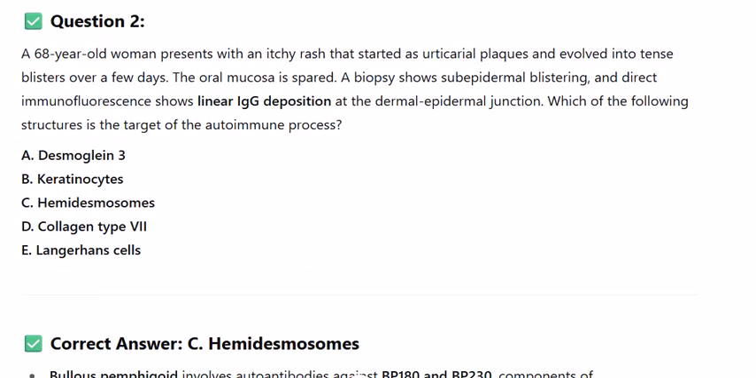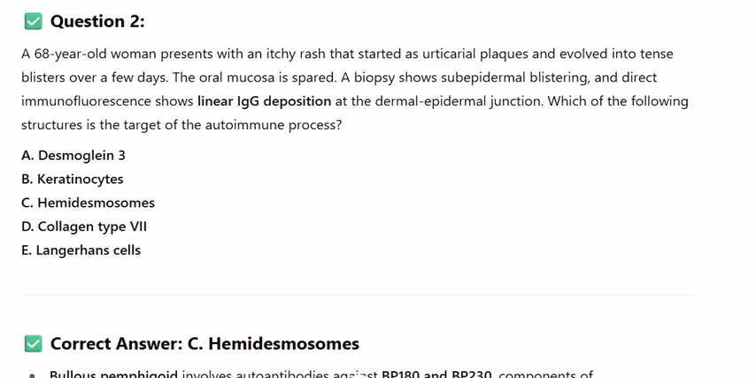Question 2. A 68-year-old woman presents with an itchy rash that started as urticarial plaques and evolved into tense blisters over a few days. The oral mucosa is spared. A biopsy shows subepidermal blistering, and direct immunofluorescence shows linear IgG deposition at the dermal-epidermal junction. Which of the following structures is the target of the autoimmune process?